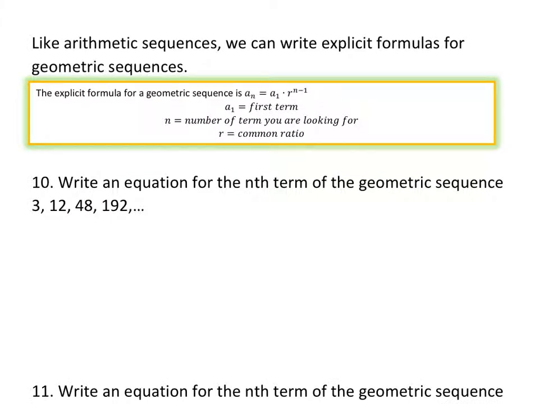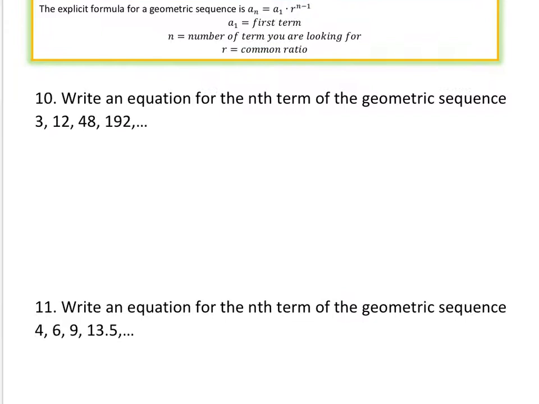Like arithmetic sequences, we can write explicit formulas for geometric sequences. So the explicit formula for a geometric sequence is a subscript n equals a1 times r to the n minus 1. So we still need to know that first term. We can use it to find any term of the sequence, and we use the common ratio instead of the common difference.